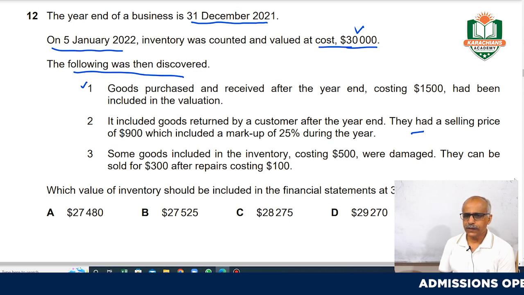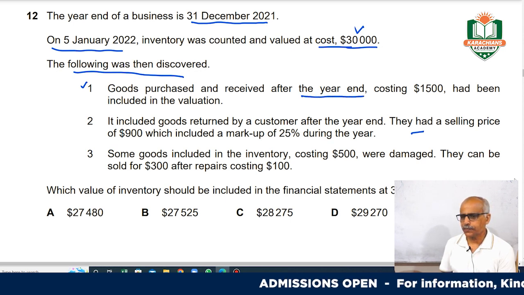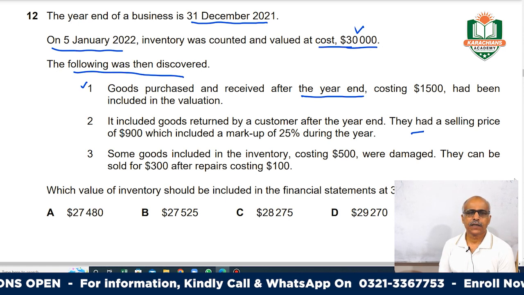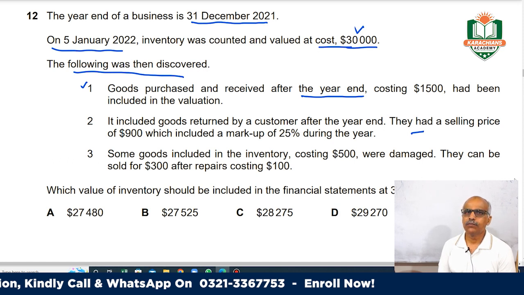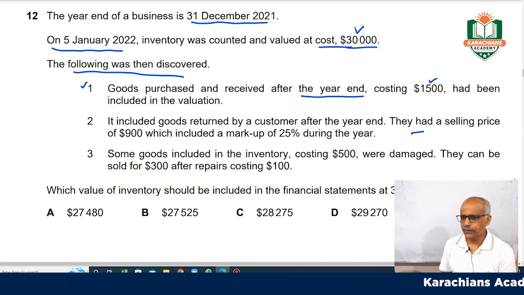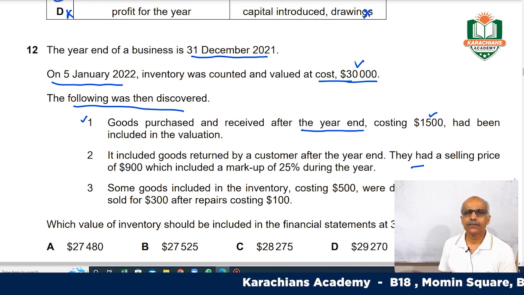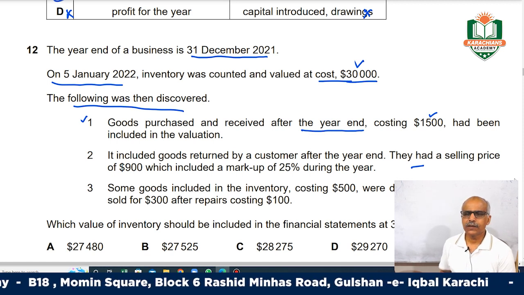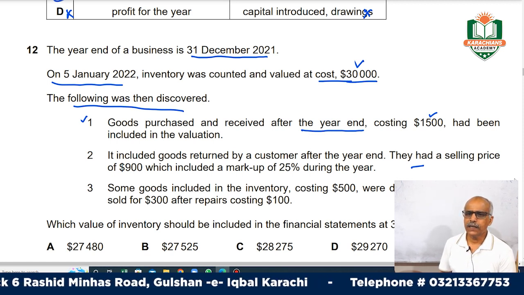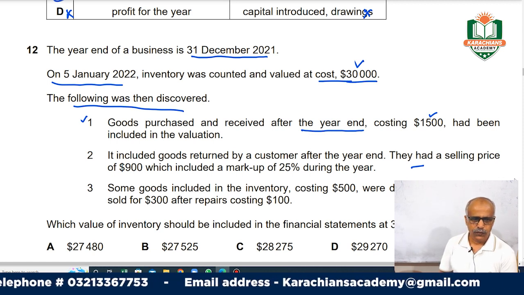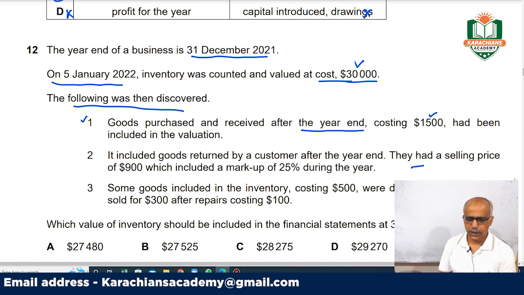Error number one: goods purchased and received after the year end. These are the consequences of wrongly counting and valuing the inventory after the closing date. This 1,500 is inventory which was received after 31st December, during 5th of January. So this is the inventory of next year, and it has been mistakenly added in this 30,000. So this will be deducted. Move on to error number 2.